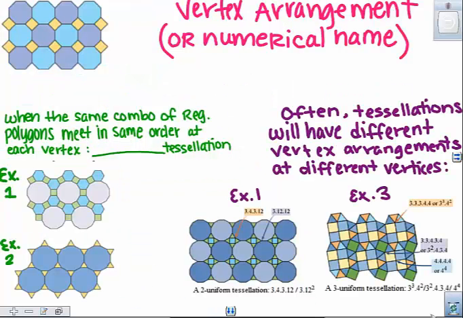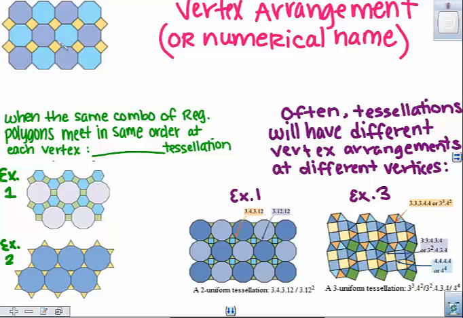You can have tessellations that are made up of more than one polygon, and those are no longer monohedral though. So here's a picture, just an example of a tessellation that has two shapes. This is using squares and octagons.